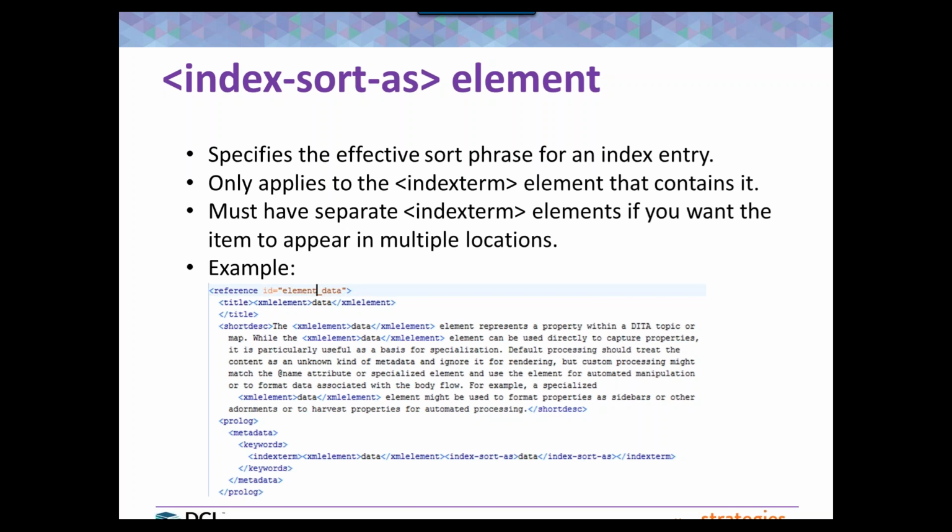So in this case, with index terms, if you look in here, it says keywords, index term, it's in the XML element, data. Well, we want it to sort as data. And a lot of folks use this if they're trying to index programming items or file extensions that you normally have a period in front of them. This allows you to have that type of control.